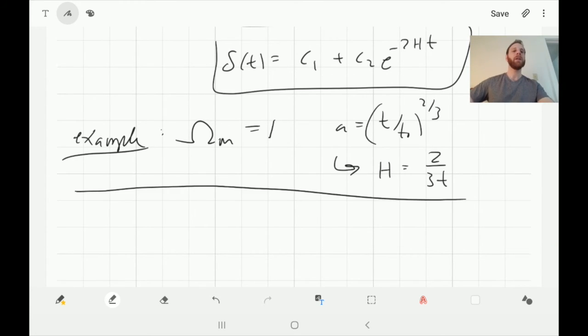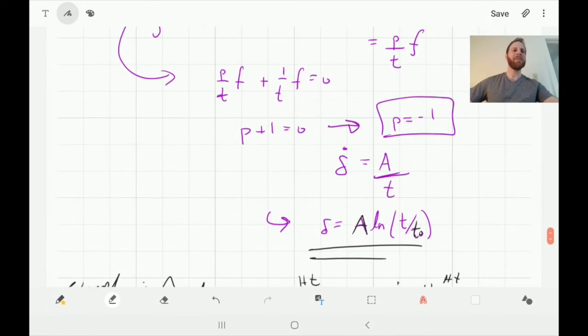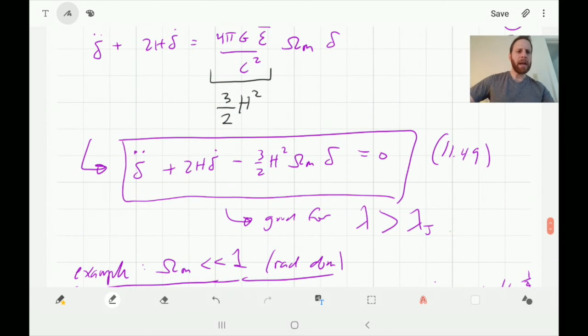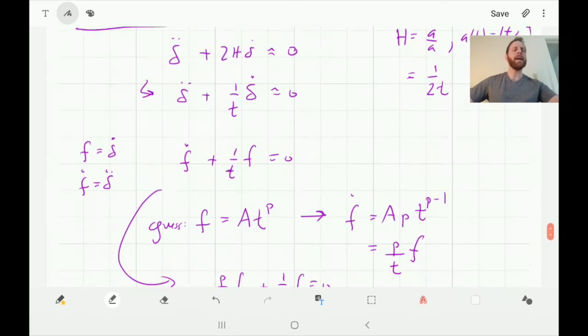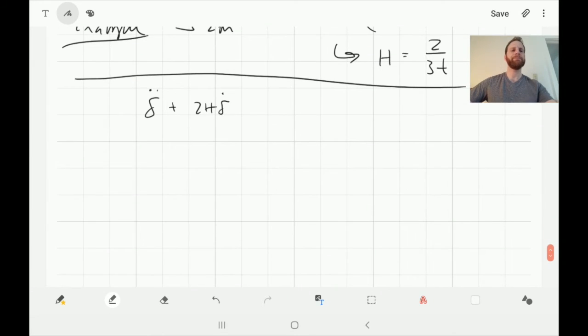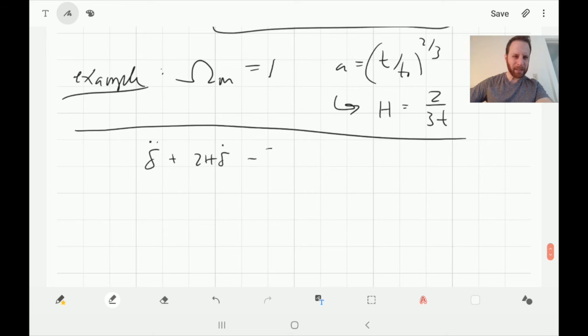Verify that. All right, our equation: delta double dot plus 2h delta dot. Oh, what is that term? I already forgot. Minus 3/2 h squared omega m delta, minus h squared omega m 1. In other words, delta equal to 0. Is that the right term? And if h is equal to 2 over 3t, that means that this is 2, blah, blah, blah. So that's 4 over 3t.